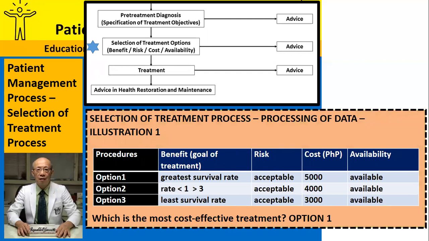Illustration 1 of the selection of treatment process. Option 1 has the greatest survival rate benefit compared to 2 and 3. Option 3 has the least survival rate. Risk for all these 3 options are acceptable. And then the cost is 5,000 for option 1, 4,000 for option 2, and 3,000 for option 3. And all the treatment options are available. So which is the most cost-effective treatment? Option 1.